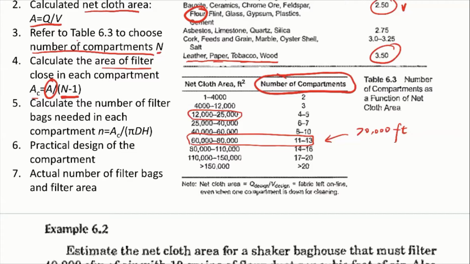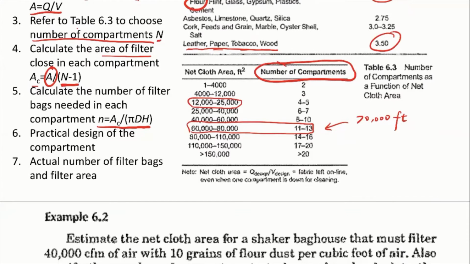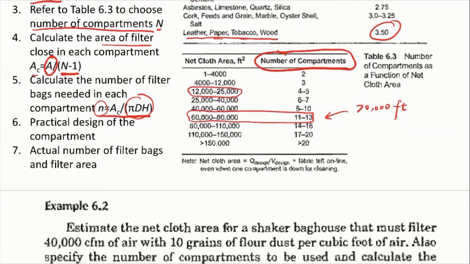That can be done by calculating the number of filter bags. Basically, we need to know the dimension of the filter bag. And luckily, a lot of the manufacturers already identify what type of filter bags they can manufacture, so those parameters are already given in these scenarios, okay? So if we know the area of each single filter bag, then we can calculate how many filter bags we need for each compartment. In terms of the area, consider each filter bag, let's say its diameter is D, the height is H, right?